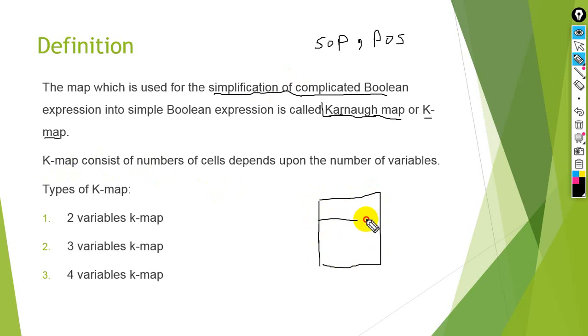It is just like a table which has different cells, rows and columns, and on the basis of these rows and columns we will simplify the complicated Boolean expression. So what is the Karnaugh map structure? The Karnaugh map has different cells, but the number of these cells depends upon the number of variables.